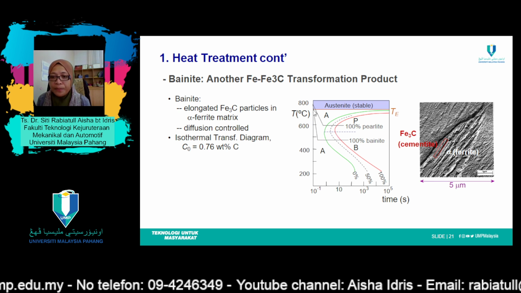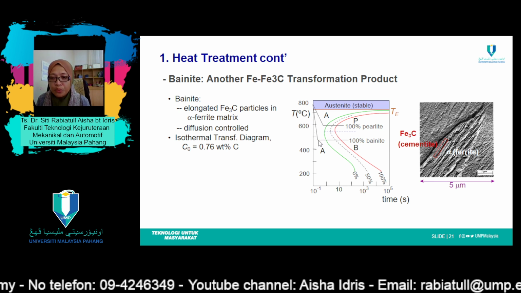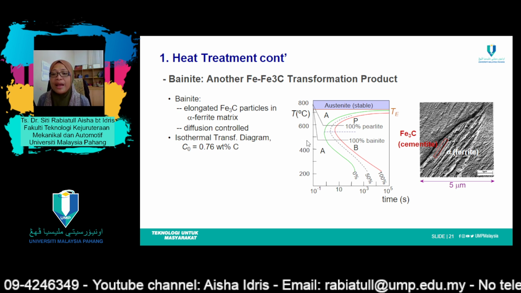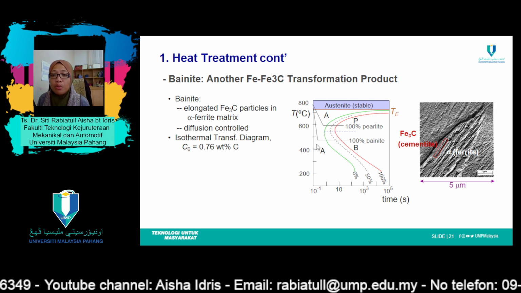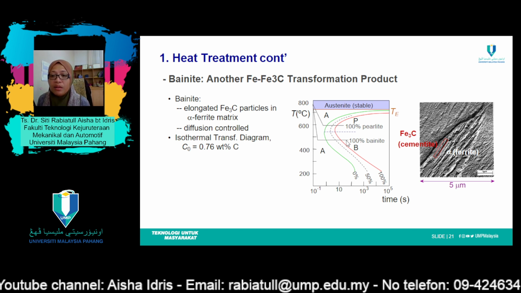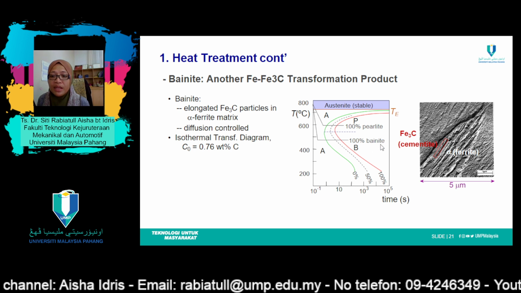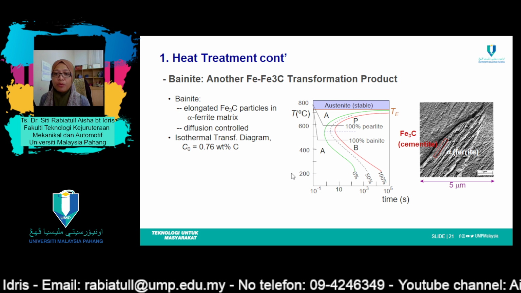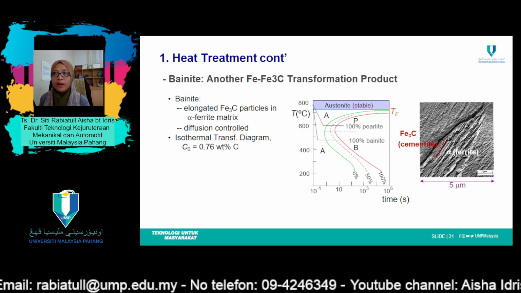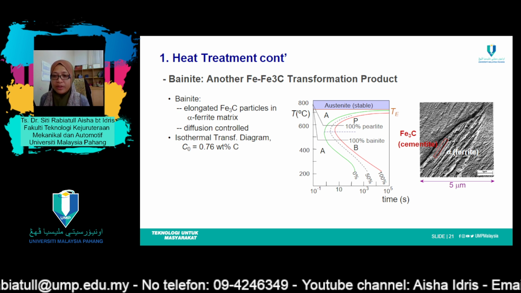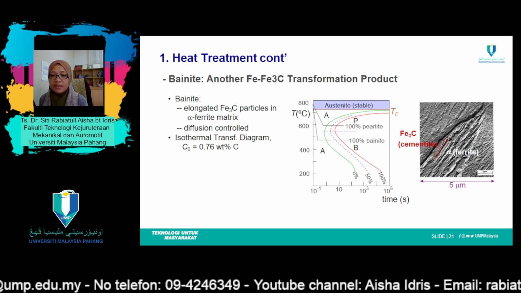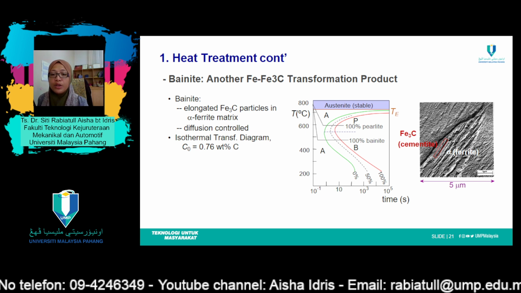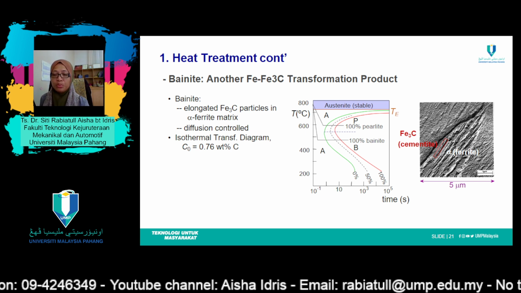And for bainite, start cooling it up to this temperature, for example, around 490 degrees C, and then hold that temperature until it transforms into 100% bainite over here. And again, this transformation only occurs for carbon equal to 0.76%. And the formation of bainite is known as diffusion controlled.